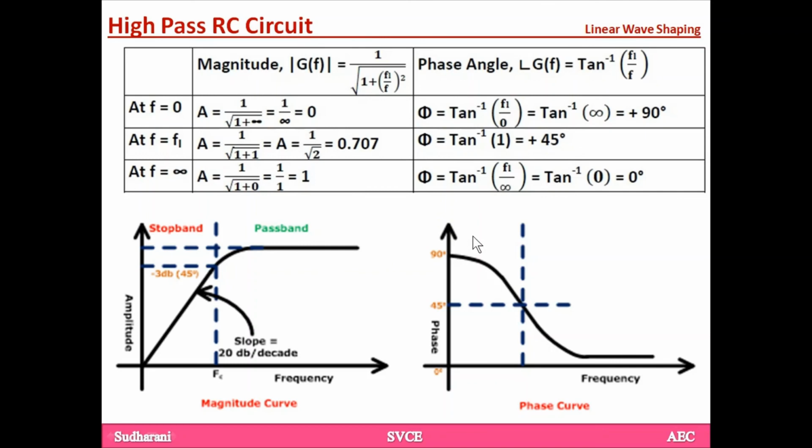Next, the phase angle. At 0 frequency the phase angle is plus 90 degrees. At f equal to fL, the phase angle is 45 degrees, and at f equal to infinite the phase angle is 0. Ideally it is 0, but practically we have some value, that's why I mentioned it like this. So this is the phase curve of the high pass RC circuit.